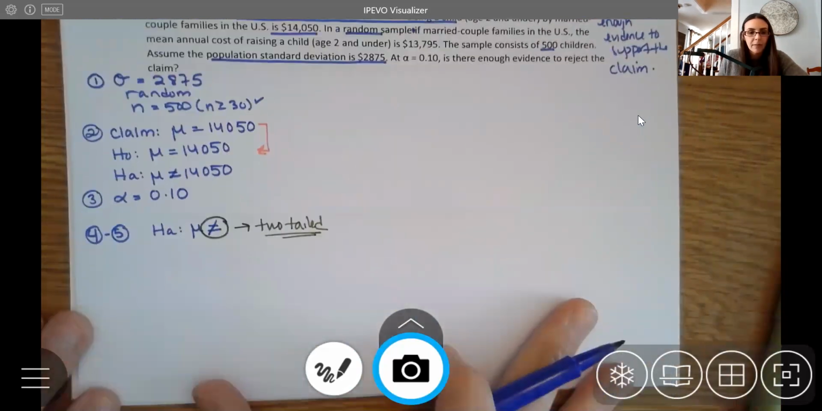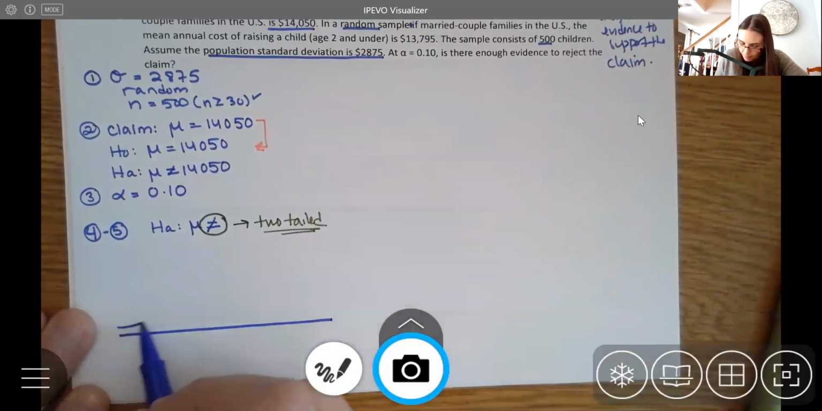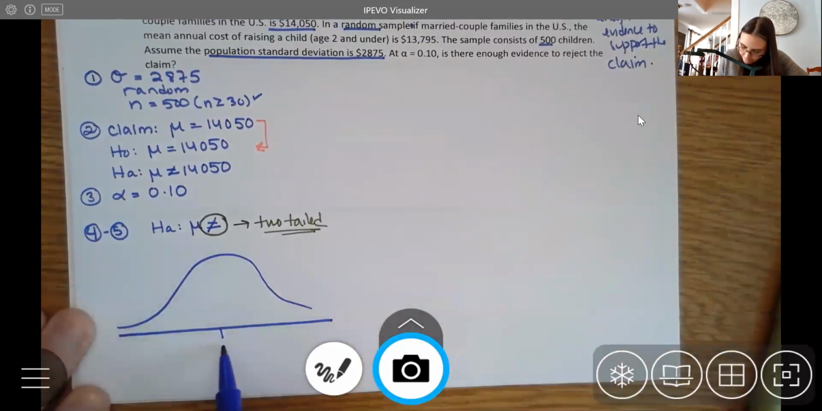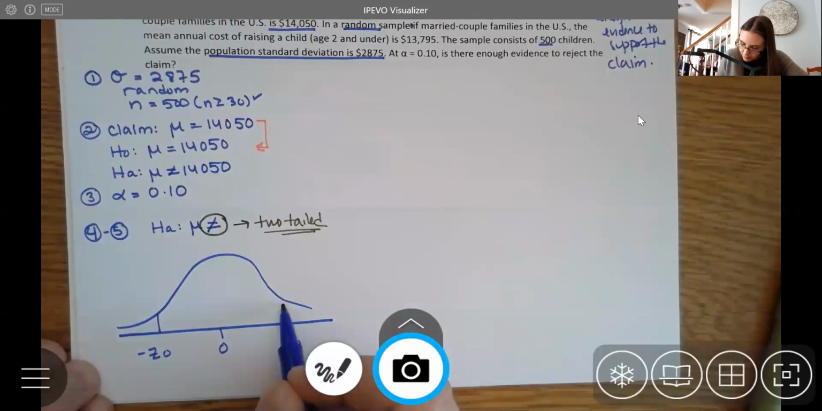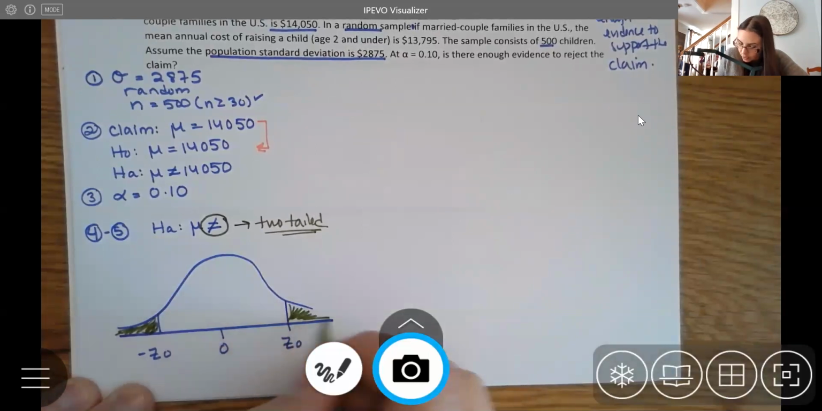So what's going to happen in my picture is that I need to have some of that alpha in both tails. So I'm going to have a little bit over here. I'm going to have a little bit on this side. And they should look equal. I know my graph isn't perfect, but you can kind of get the idea, right?